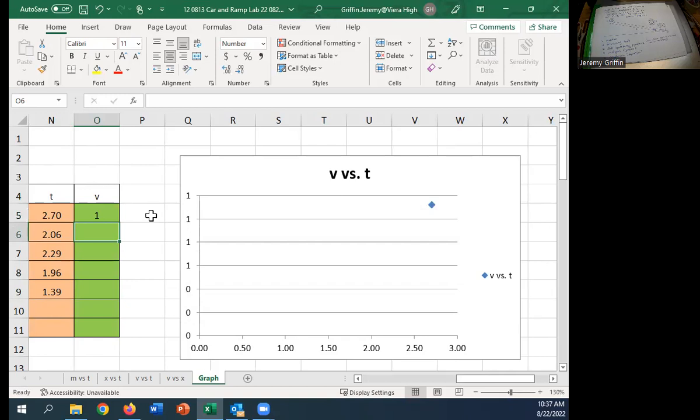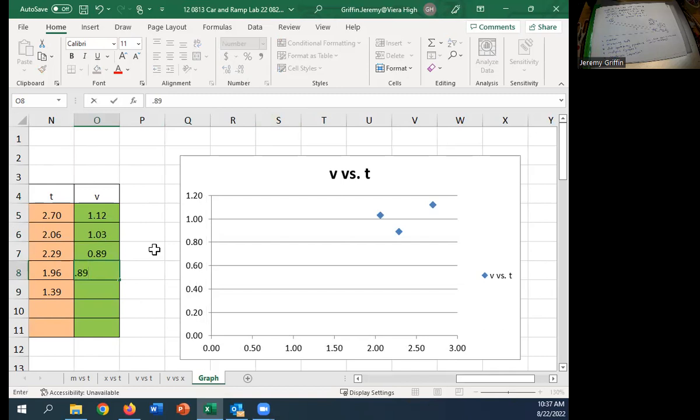1.03. Sorry, what's that? 1.03. 1.3. Oh, let me get some more digits on this. Let's expand this out. There we go. All right. 0.89. 0.89. And 0.76.